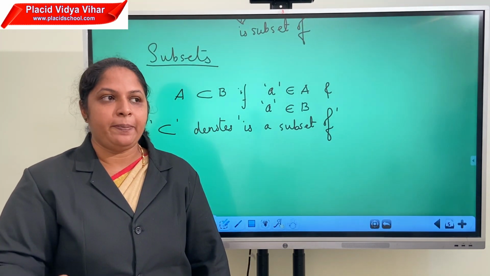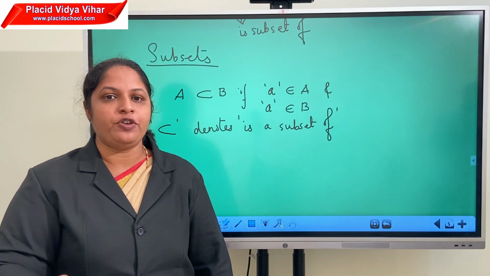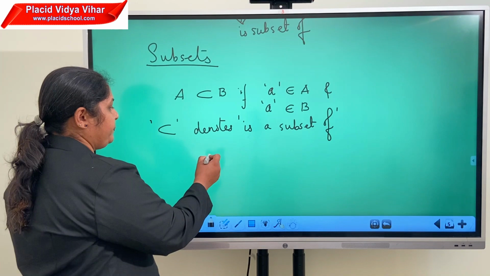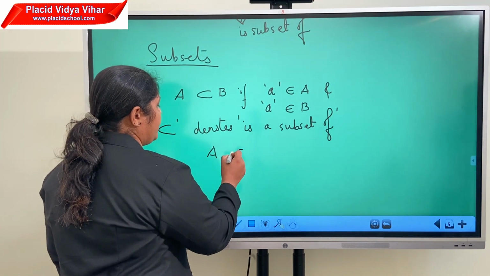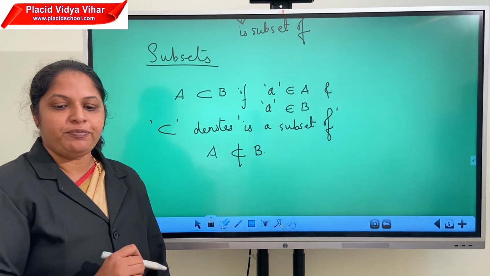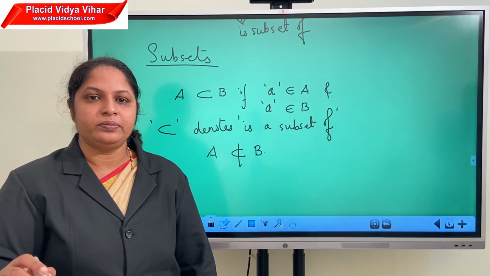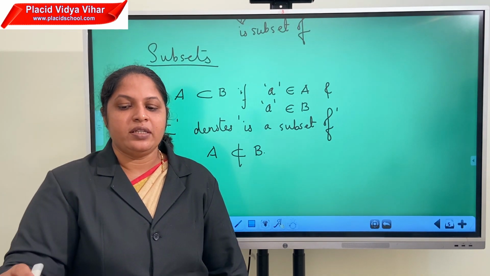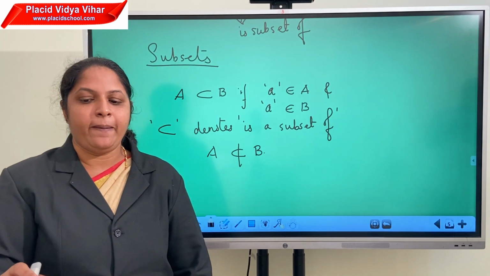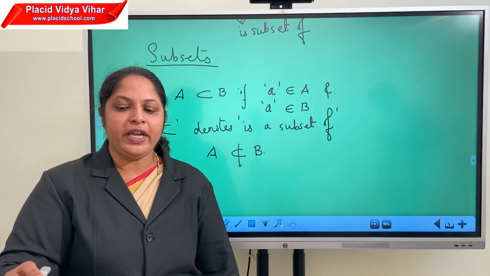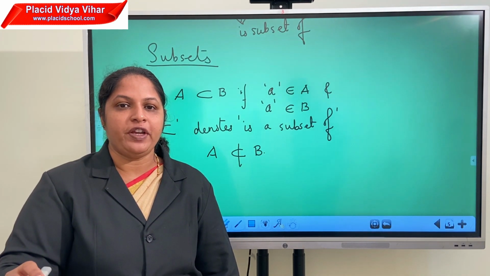Next line. If capital A is not a subset of set B, then we denote it as A is not a subset of B. Write as a note: every set is a subset of itself. Since the empty set phi has no elements in it, phi is also a subset of every set.